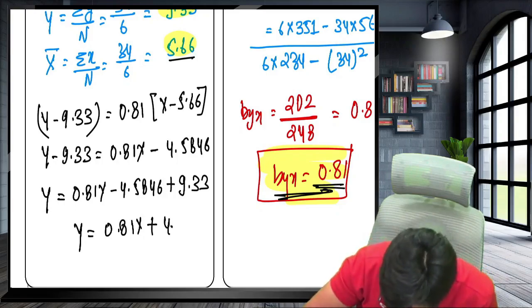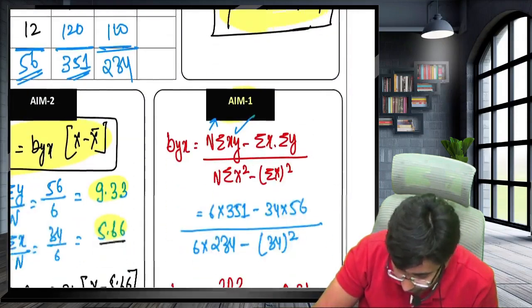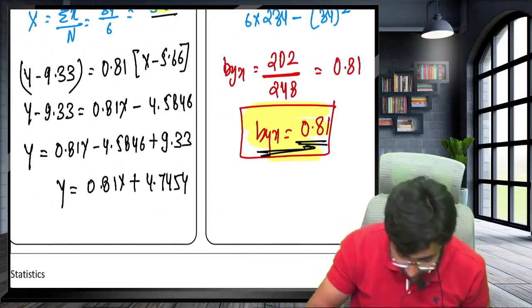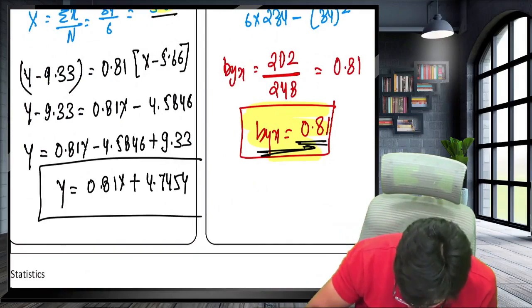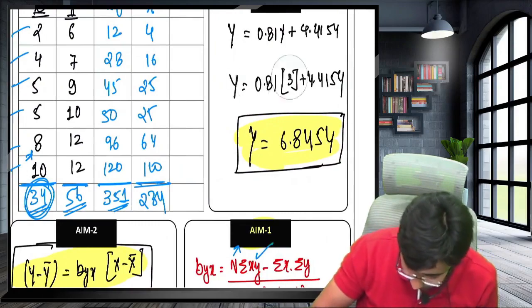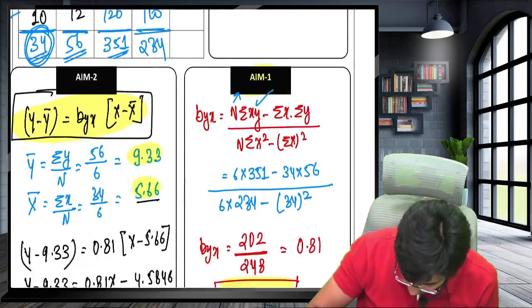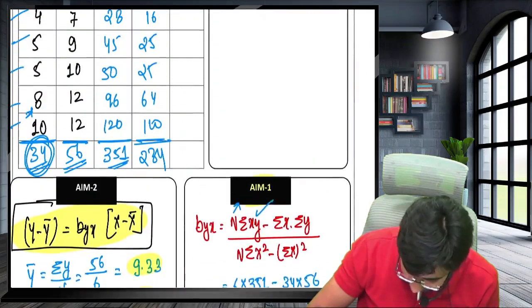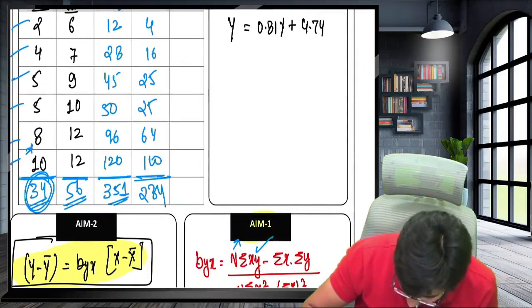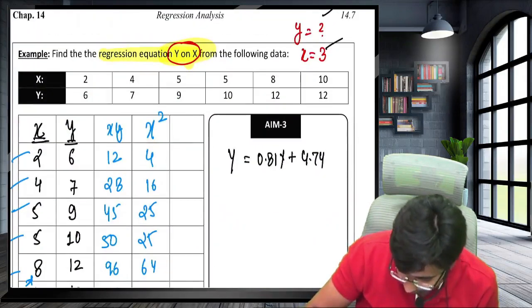Okay, 4.7454. Okay, guys, I have solved this. I think I made the mistake in the constant part, the calculation part. I must have pressed some other button. Guys, now we have the equation, that is y equals 0.81x plus 4.7454.